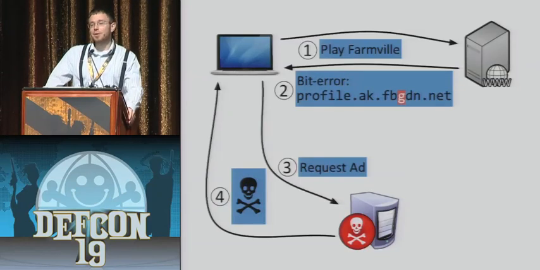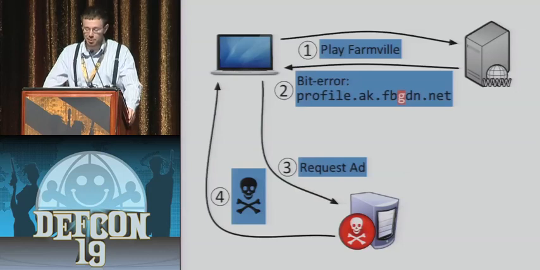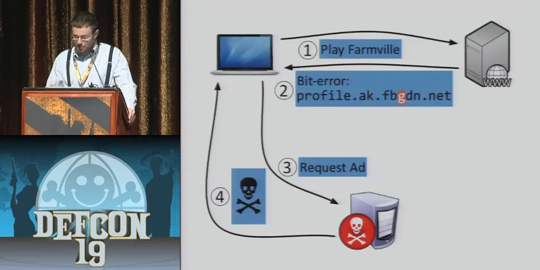You would play Farmville, and a bit error changes fbcdn.net to fbgdn.net. Once again, this bit error gets cached somewhere in the Farmville cache, and gets served up to 130 different people who request ads from me. And of course, you don't have to send them ads. I chose to send 404s, but there's no reason somebody malicious couldn't send them some choice JavaScript. And that's it for event B.